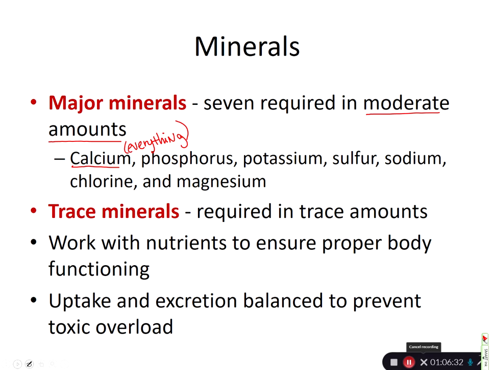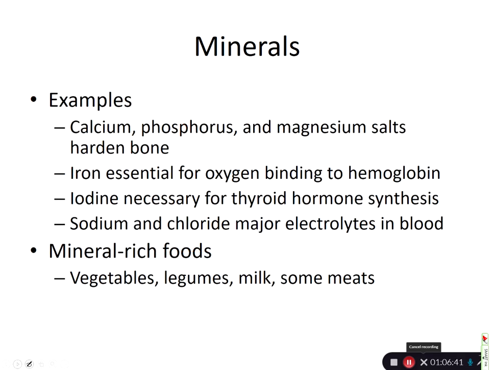Trace minerals, we need them in small amounts. And these just help to work with nutrients to make sure your body's functioning properly. And again, you rarely have toxic overload of minerals. Some examples: calcium, phosphorus, manganese, these all help to harden your bone. Iron, we've got to have iron because this is what oxygen binds to in hemoglobin. Iodine, we need that in our thyroid. This helps our thyroid produce thyroid hormone. Sodium and chloride, these are major electrolytes in the blood. They help with physiological processes. So mineral-rich foods are basically fruits and vegetables and legumes and meats and milks.